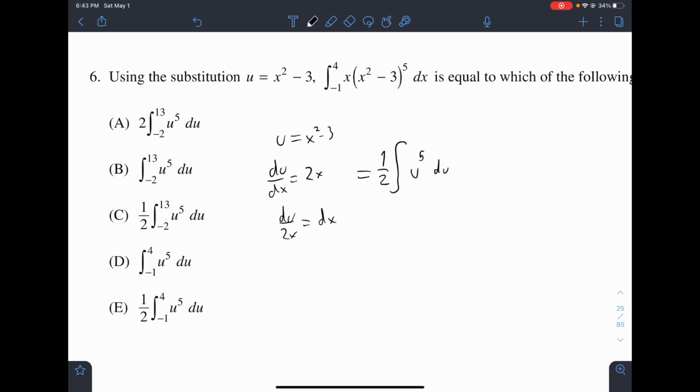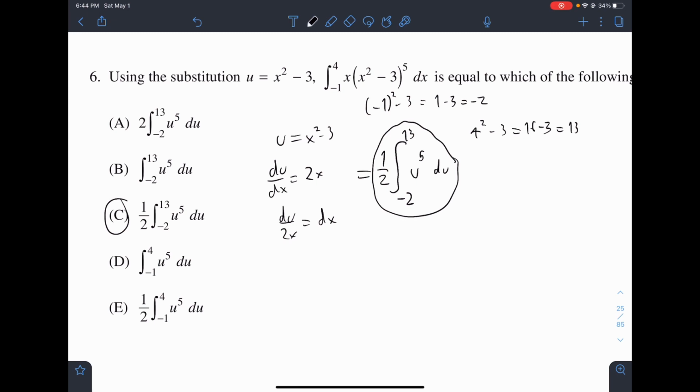But now we have to change our bounds. So we have it from -1 to 4 right now, but u equals x squared minus 3. So -1 squared minus 3 is 1 minus 3, which equals -2. So our bottom is going to be -2 instead of -1. And 4 squared minus 3 is 16 minus 3, which is 13. So our top bound for the integral is going to be 13. And that's our answer. And that is what C is. So we're going to go with C for that question.